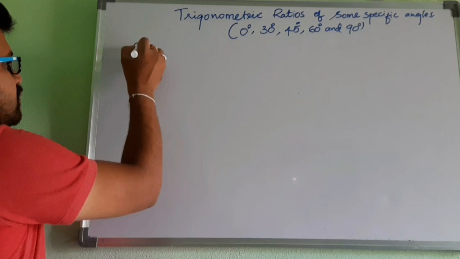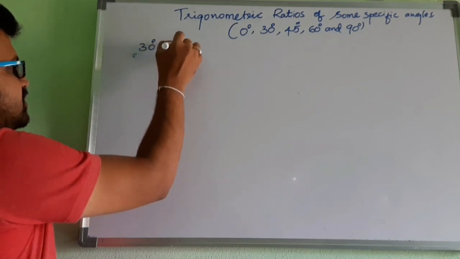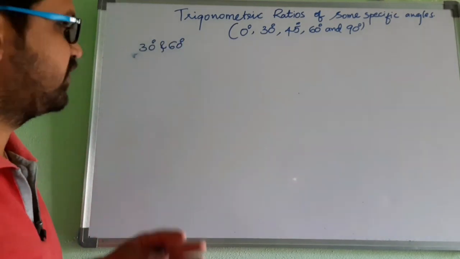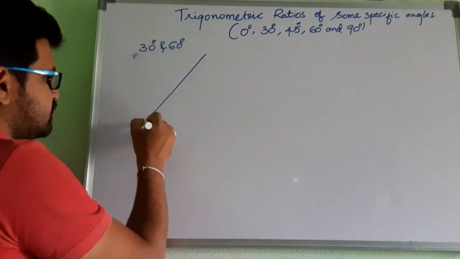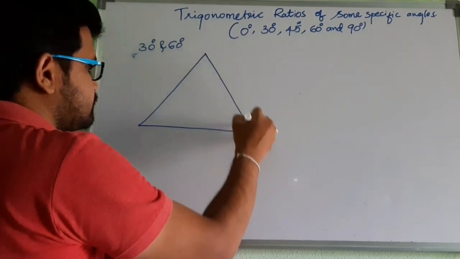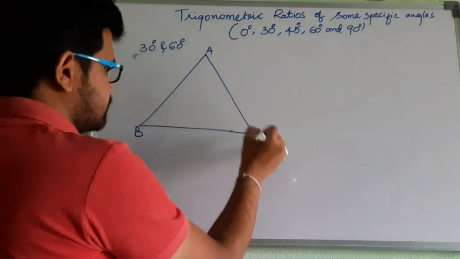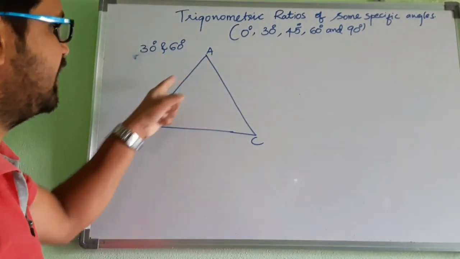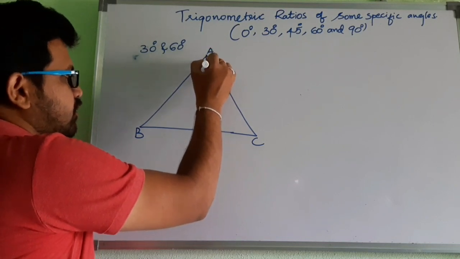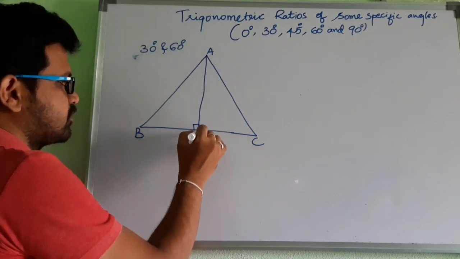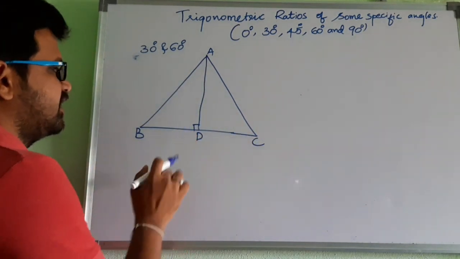So now let us find the values for 30 degrees and 60 degrees. So we take some specific angles, 30 degrees and 60 degrees. To prove this, take an equilateral triangle. ABC is an equilateral triangle, and here draw one perpendicular. AD is perpendicular to BC. So this is 90 degrees, right?